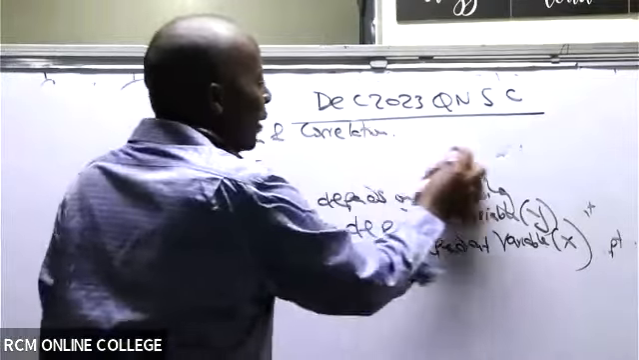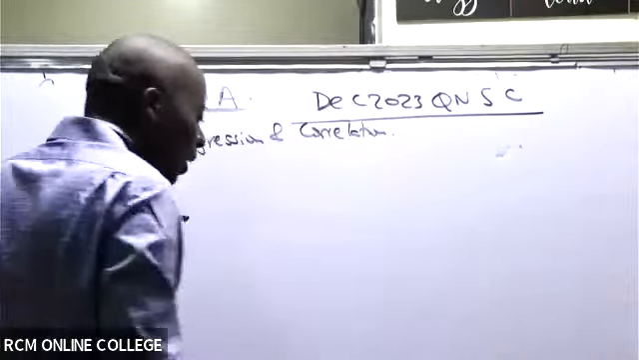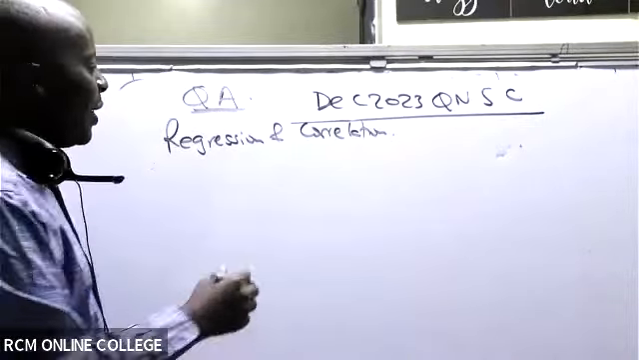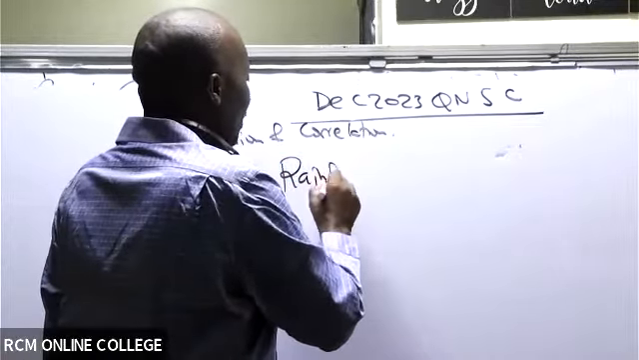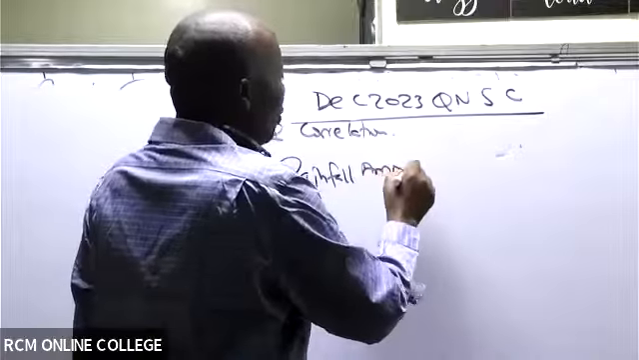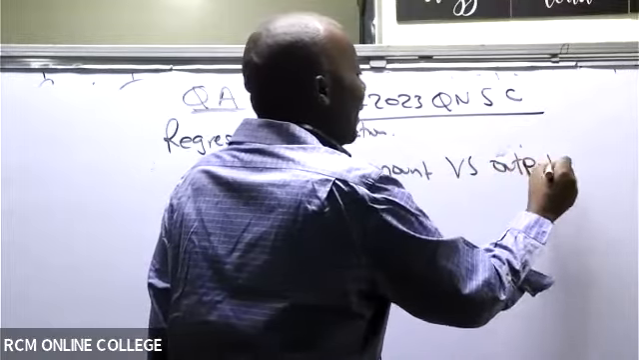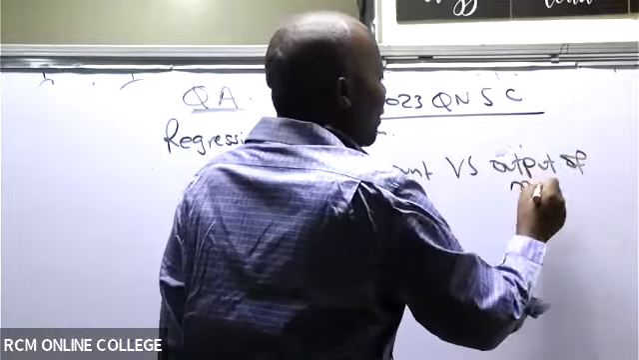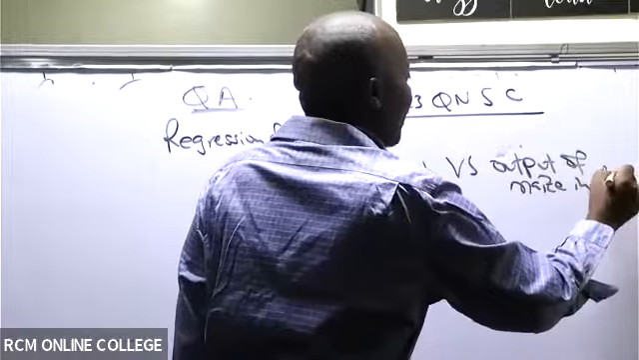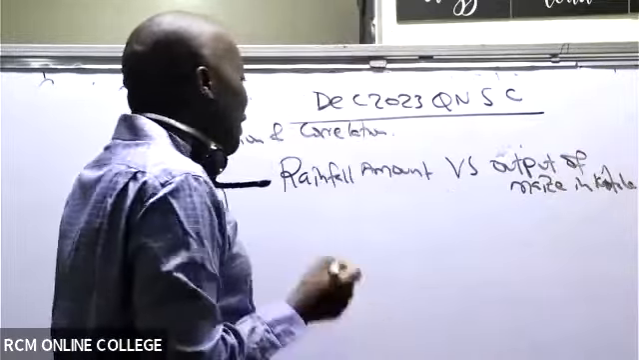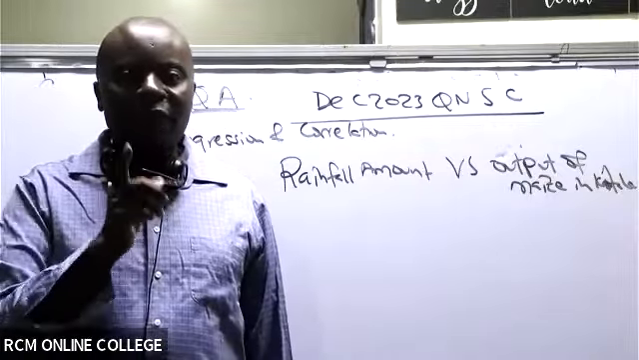How about this one? This one, I'm 100% sure you guys will be able to get this right. For example, you are given rainfall amount versus output of maize in Kitale. So in this case, I think rainfall amount should be Y.